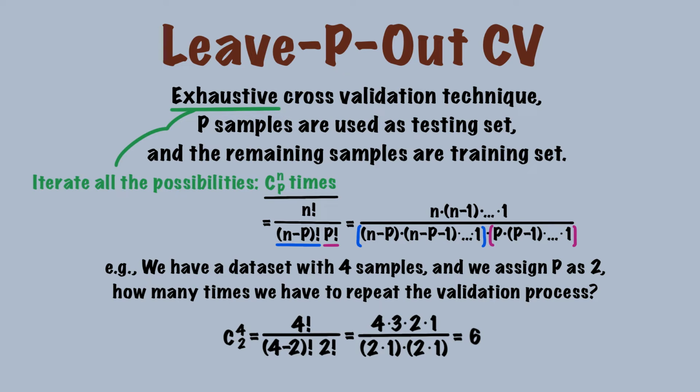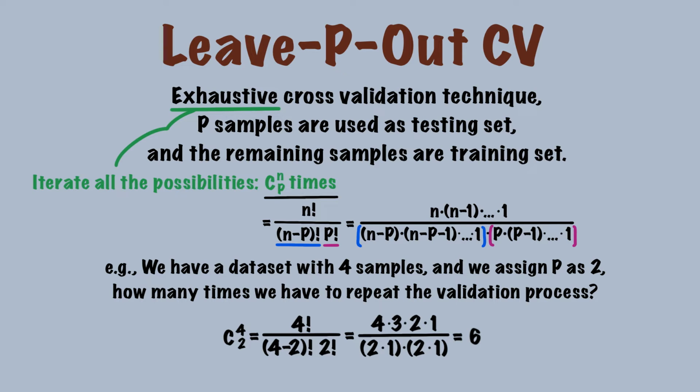Suppose n is 4, p is 2, then we have to repeat the validation process 6 times, which is equal to 4 choose 2. In fact, we'll calculate one model performance measure each time, such as accuracy. Then we take the average of these measures to present as the model's final performance.